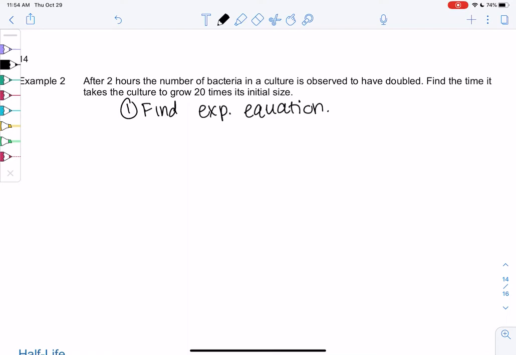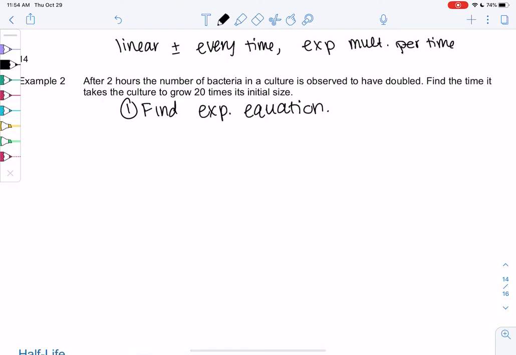So anything that's multiplying is exponential. Linear is adding or subtracting every year, every time, right? Exponential is multiplying per time. Percents are multiplying per time. So because we multiply, right, we times by 2 every 2 hours, it makes it exponential.